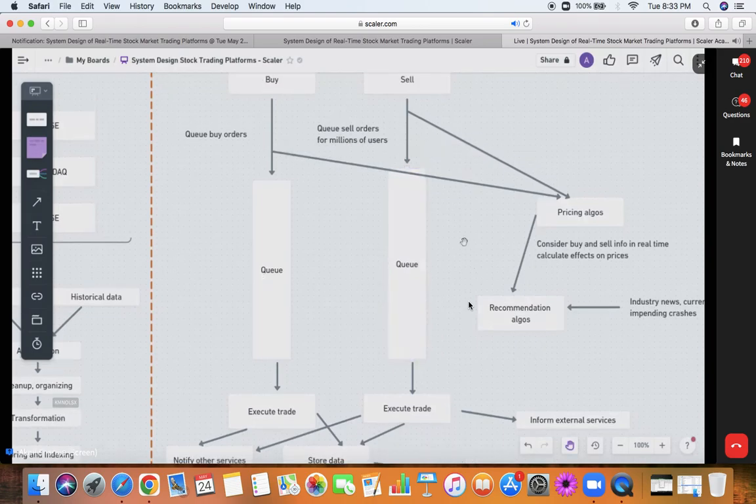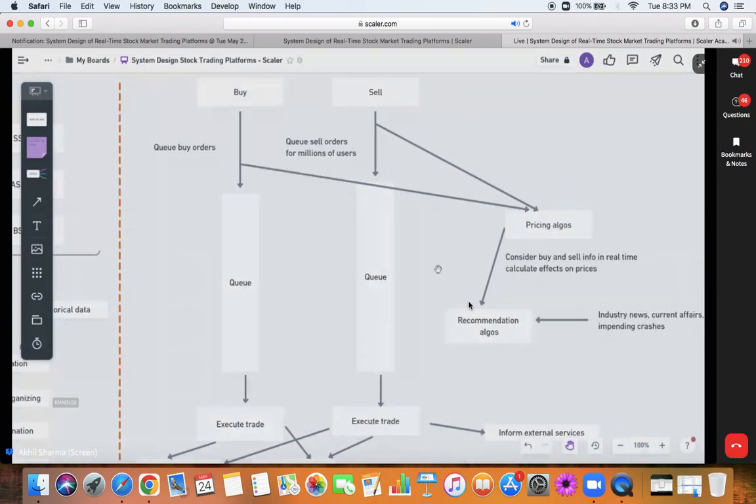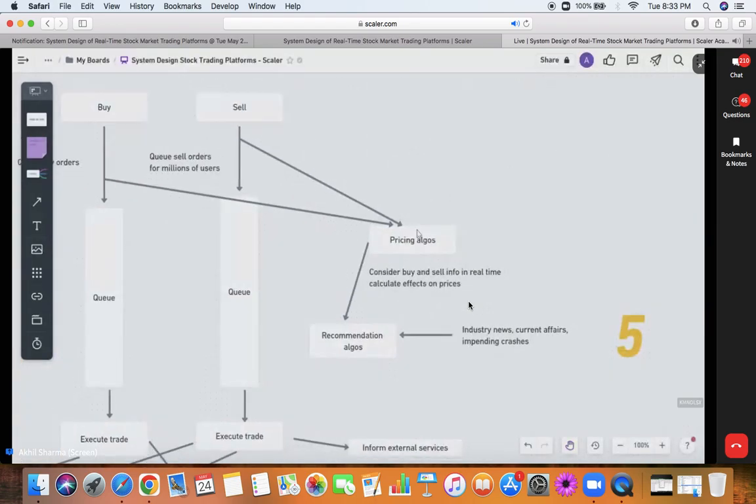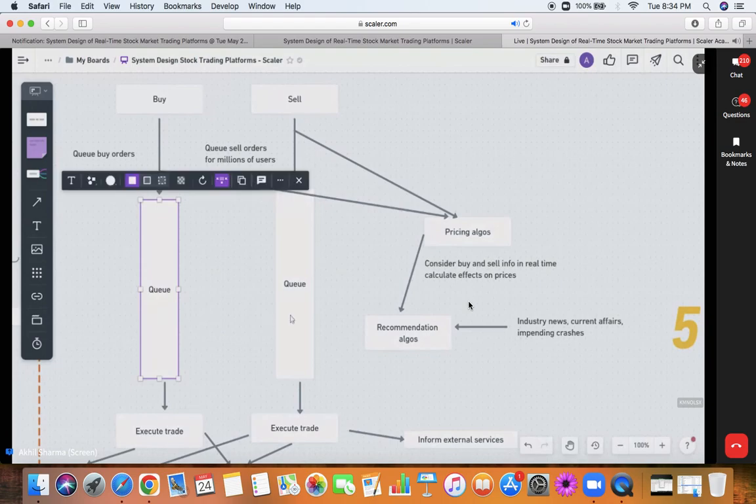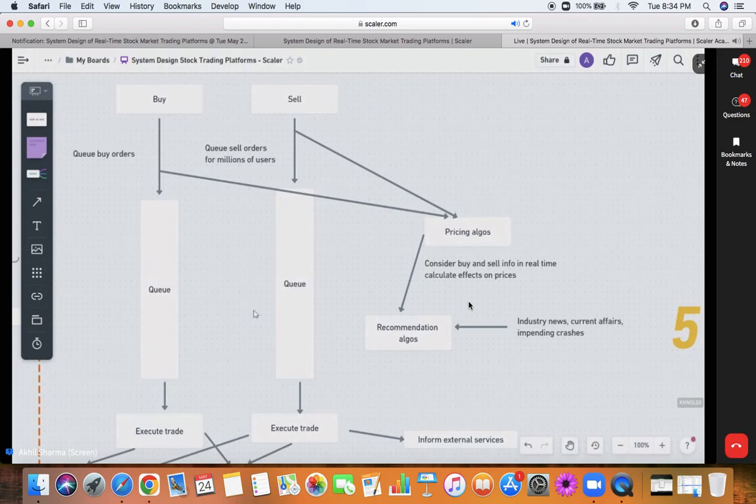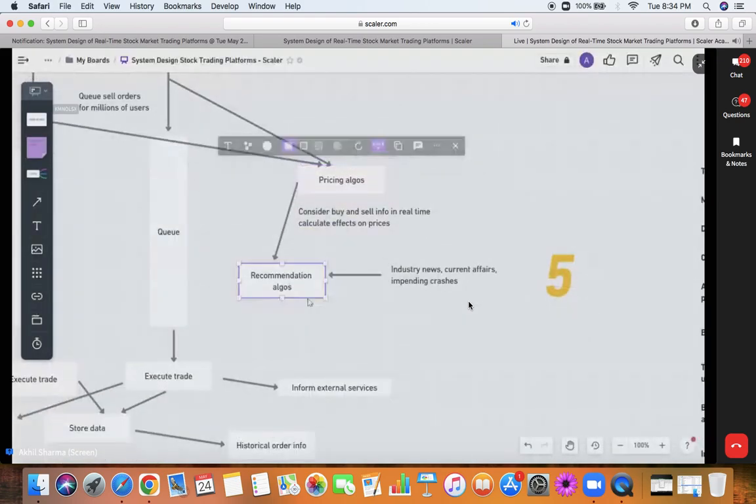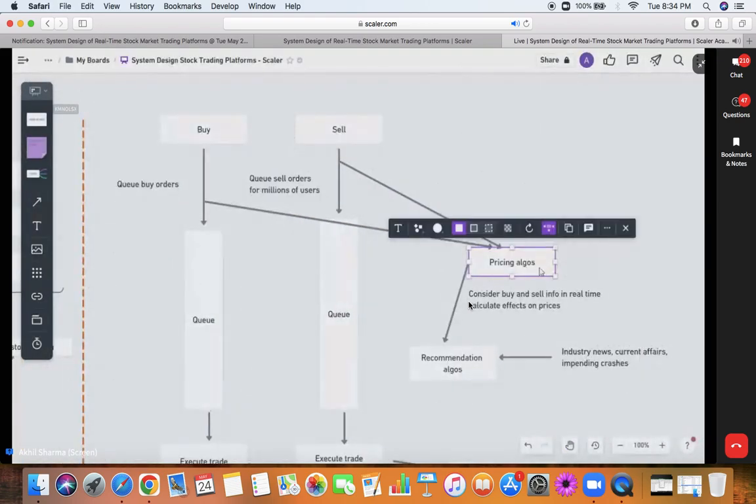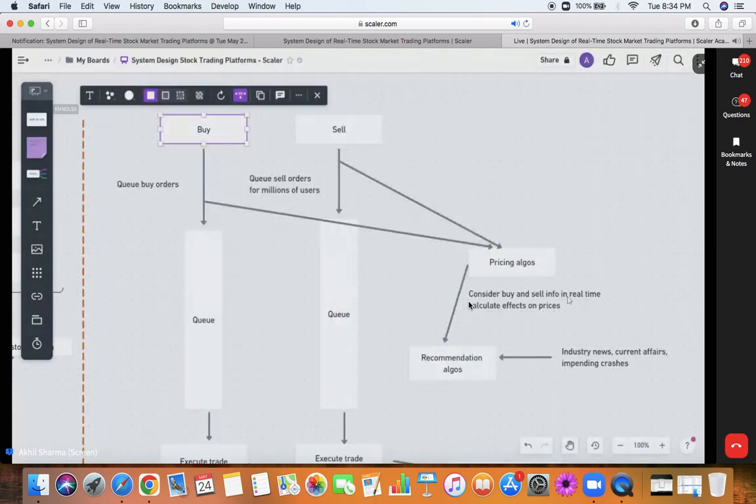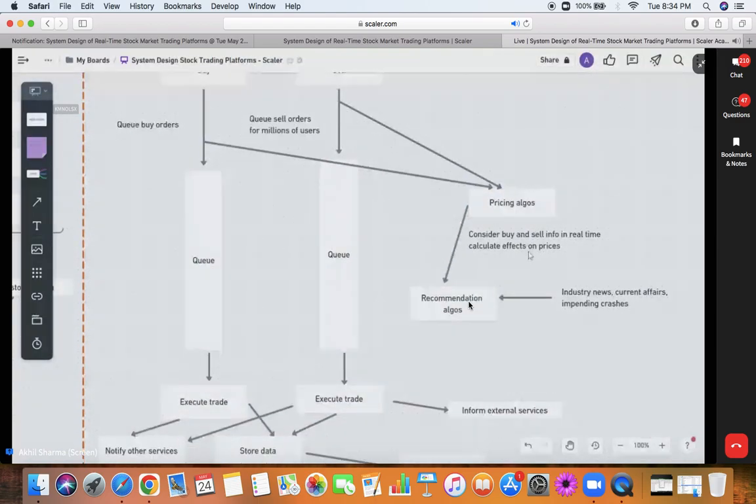So you're using a queue for buying, you're using a queue for selling. These are, by the way, the invisible flows. In the sense, the user does not care what's happening at the back end. We are basically using a queue to store the buy and sell orders, but the user does not care. So for the user, this is invisible. And then you have pricing algorithms, you have recommendation algorithms. All of these are feeding off from the buying and selling information.